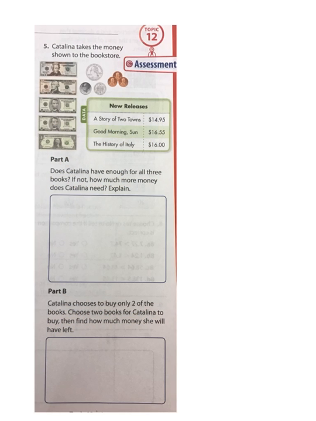Number 5, Catalina takes the money shown to the bookstore. We want to find out, does Catalina have enough for all 3 books? And if not, how much more money does Catalina need? Explain. All right, this is a multiple step problem. The first thing that we have to do is add up the money that she has. So she has $20, $30, $35, $40, $41. So I'm going to write that part down. So she has $41. Now let's count up the change. So we have 25, 35, 45, 46, 47, 48.